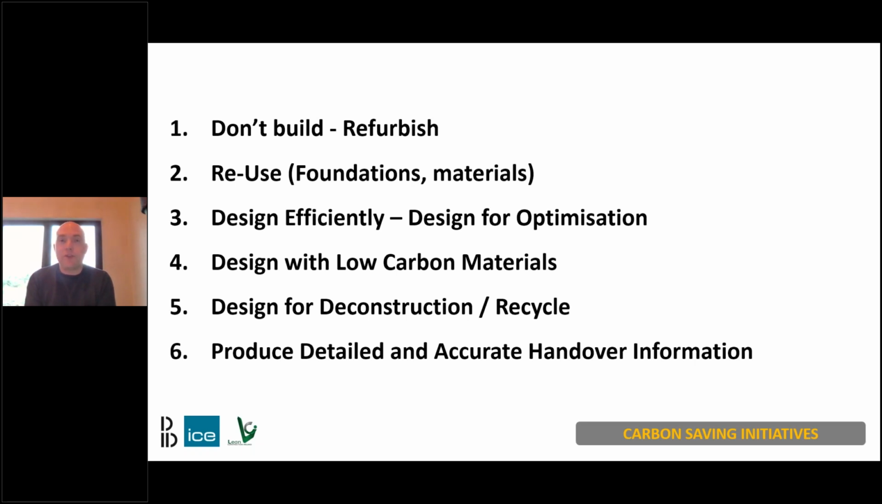Interestingly, it's looking at design for deconstruction and the ability to recycle. So even if we do have to design a new building, a new bridge, a new piece of infrastructure, we consider that after the life of that building, if it can't be reused, it can easily be deconstructed. As a practice at iStructE, if we're looking at steel frame buildings, we tend to avoid the use of welding, for instance, and go for bolted connections, where it would be much easier to take the components of the building apart and reuse them. And one of the big ones that I'm particularly passionate about is the production of detailed and accurate handover information. Again, I'll come on to that in a little more detail in a few slides' time.